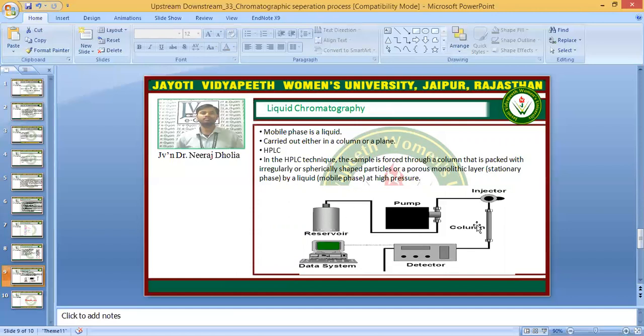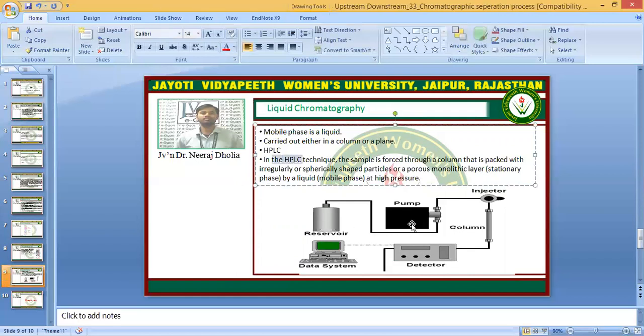So what is that in HPLC, high pressure liquid chromatography? HPLC is a type of liquid chromatography where we use a high pressure specific pump which will force the mobile phase to move. So here in the column, the stationary phase is already there. And in the mobile phase where our compounds are there, those compounds will be captured in the stationary phase, and that will be eluted out afterward. So that is the liquid chromatography.